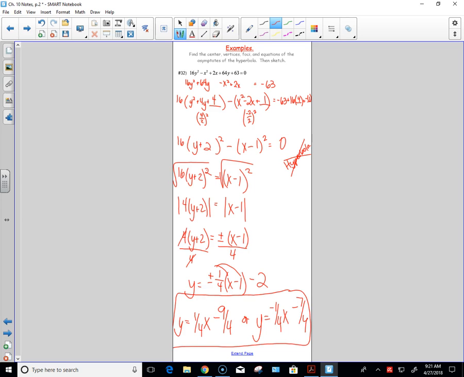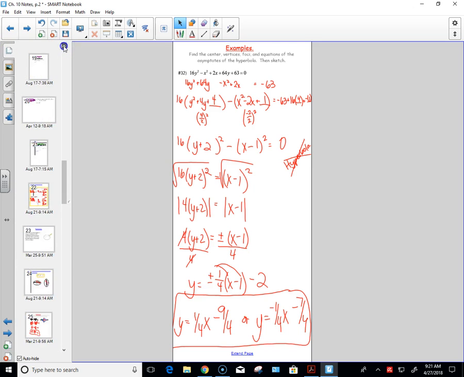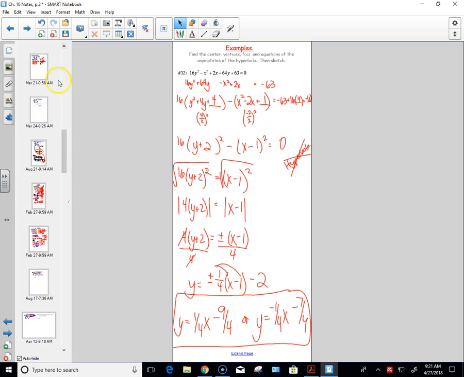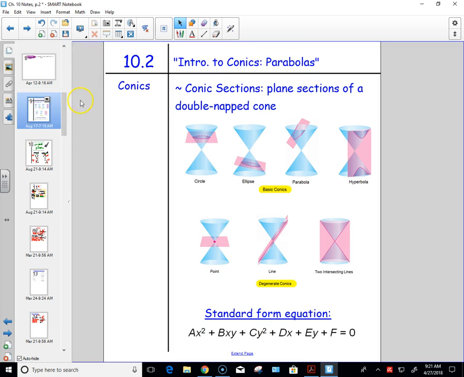This is something. It's just not a hyperbola. It's just two lines. Well, if you were artistic, you might want to go back and look at your pictures at the very beginning of 10.2. If you weren't artistic, maybe you want to look at my pictures at the beginning of 10.2.